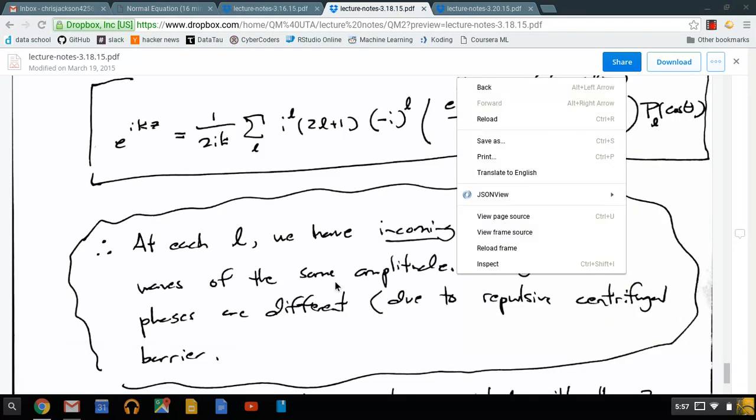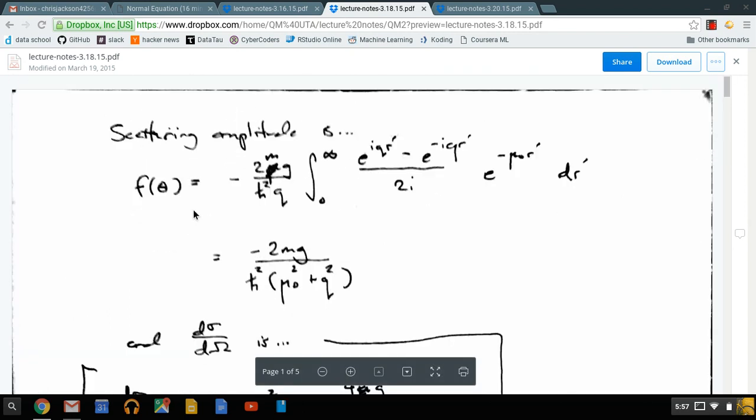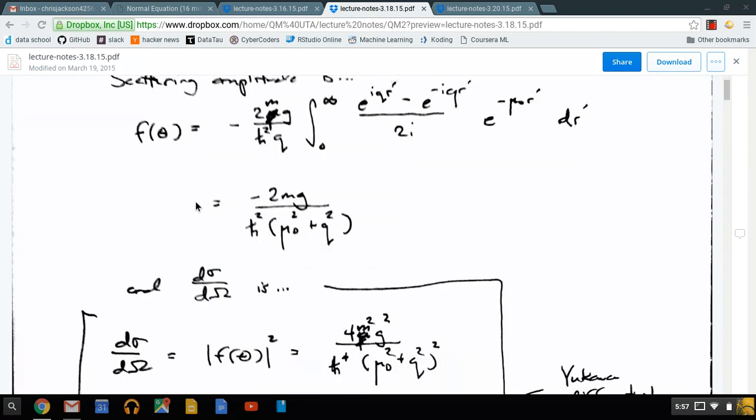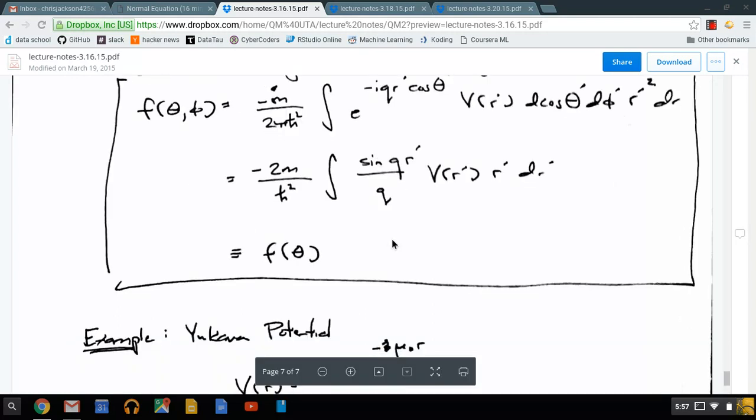All right, so let's go. Let me get back here. So these are our notes for today. All right, so what I want to do is I want to take this and plug it into here. Okay, and sometimes it'll depend on the form of your potential. You can work with several different forms of the expression for the scattering amplitude.